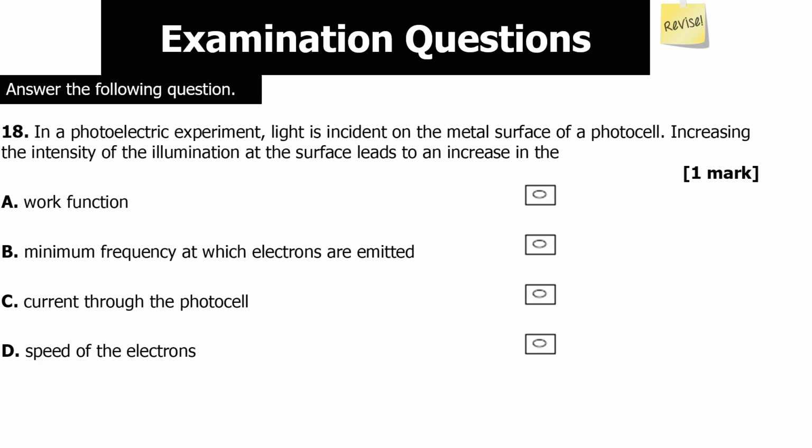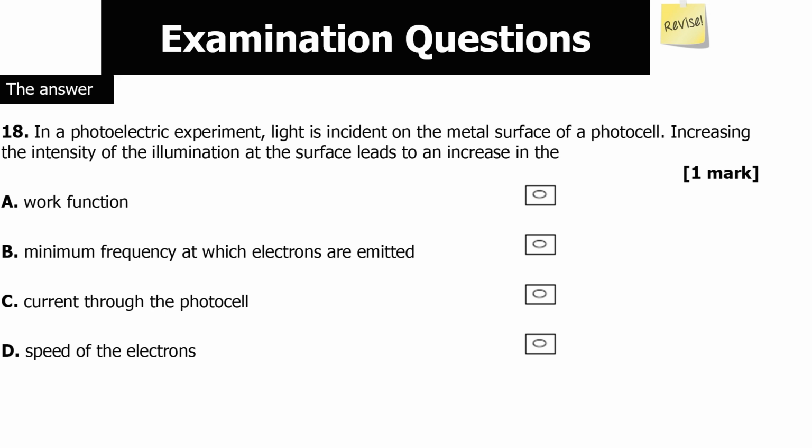The next question says, in a photoelectric experiment, light is incident on the metal surface of a photocell. Increasing the intensity of the illumination at the surface leads to an increase in what? Pause the video now, then unpause the video when you want to go through your answer.